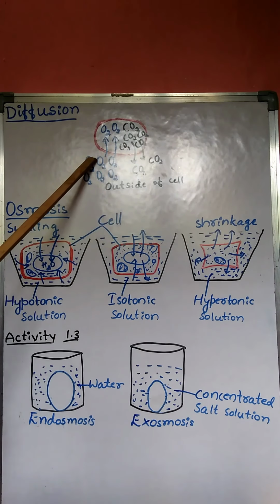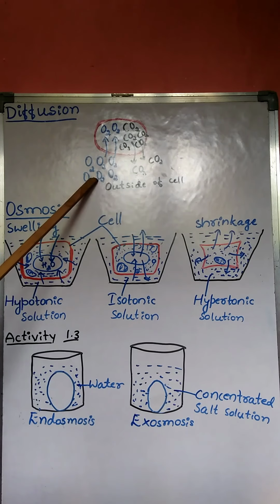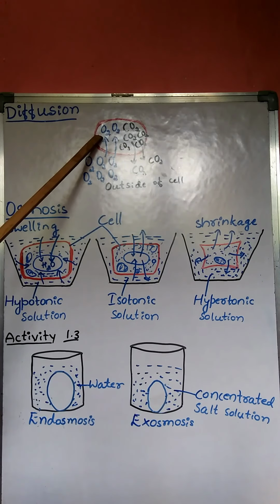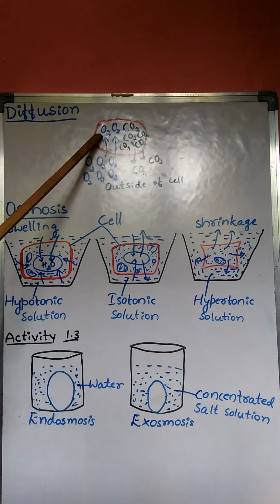In the same way, the movement of oxygen takes place from outside of the cell to inside, because outside of the cell the concentration of oxygen is high compared to inside. By diffusion, the movement of oxygen takes place from outside of the cell to inside.